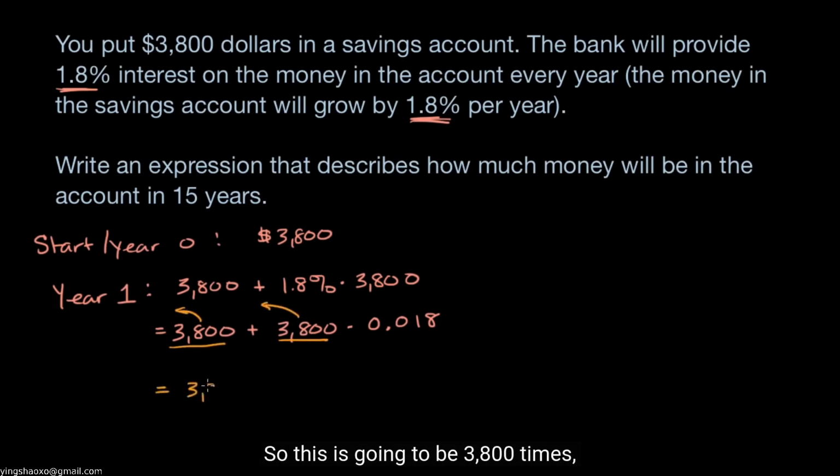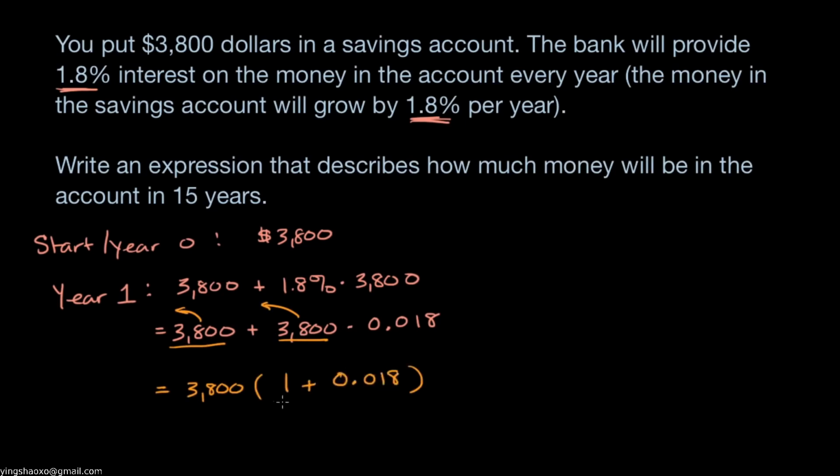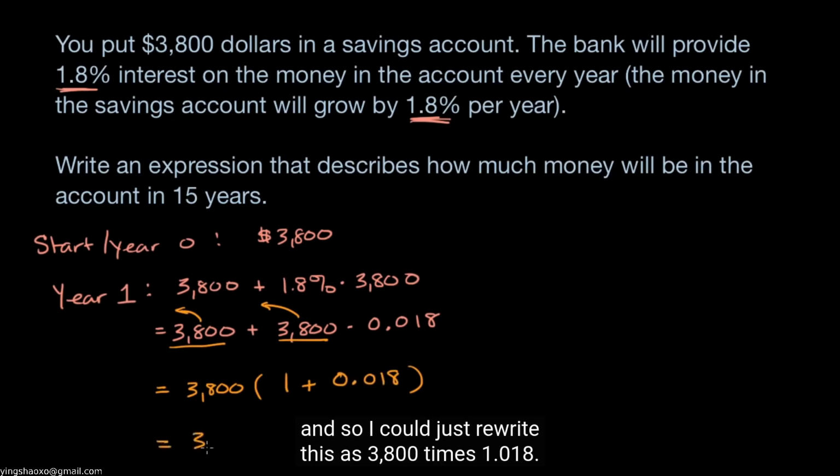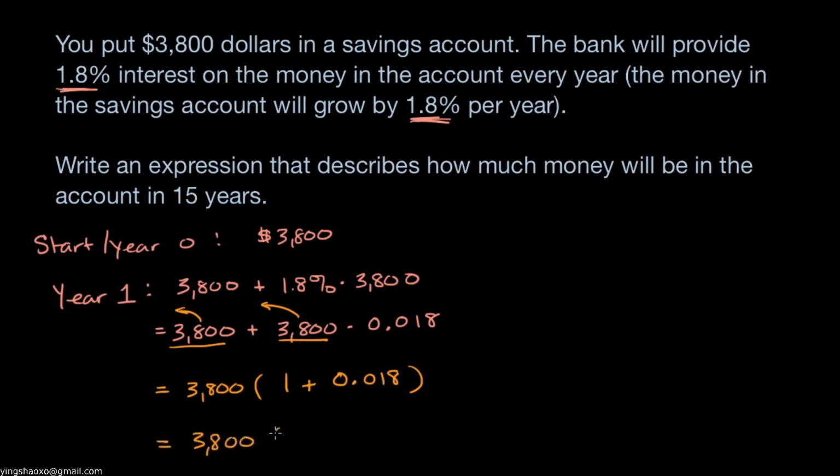So this is going to be 3,800 times, when you factor it out here, you get a 1, plus, when you factor it out here, you get 0.018. And so I could just rewrite this as 3,800 times 1.018. So this is an interesting time to pause. We're not at the full answer yet, how much we have in 15 years, but we have an interesting expression for how much we have after 1 year.